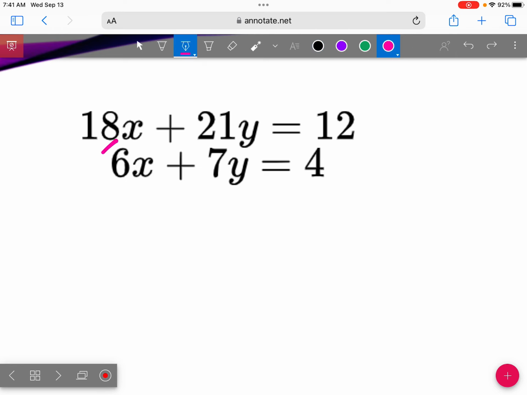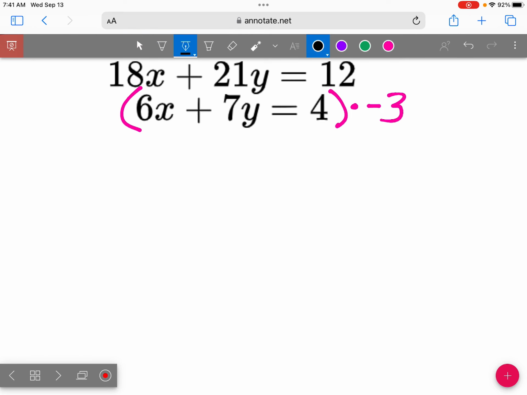So I'm going to take this whole equation and multiply by negative 3. The top one's not changing, so we're going to have our 18x plus 21y equals 12.